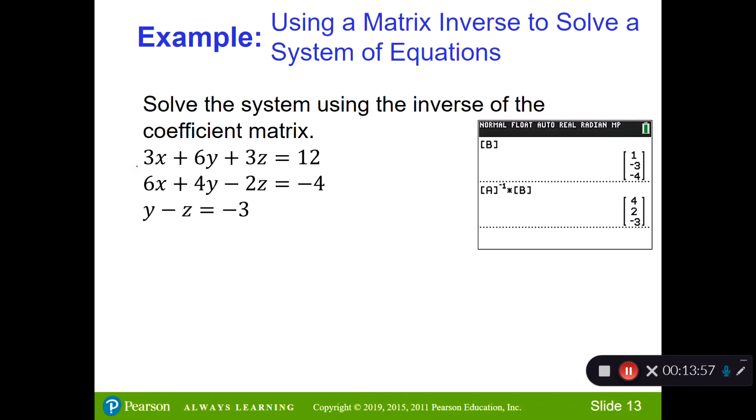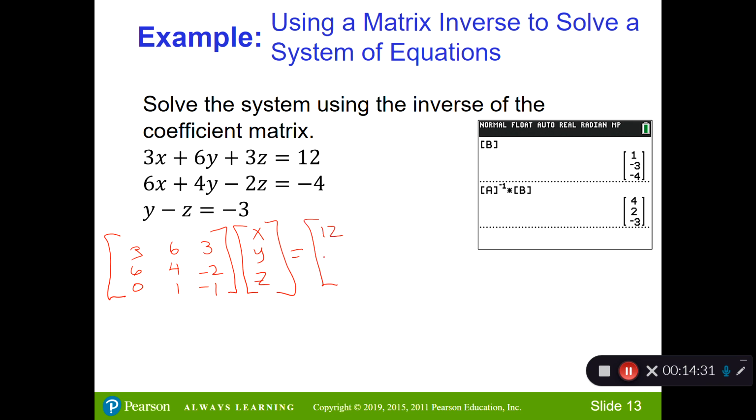I'm talking about setting up this equation here as being the matrix of the coefficients. So the coefficients of the x's are 3, 6, 0. Coefficients of the y's are 6, 4, positive 1. And the coefficients of the z's are 3, negative 2, negative 1. Now, times the matrix of the variables x, y, z equals the matrix of the constants 12, negative 4, negative 3.